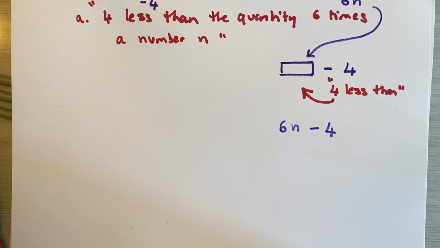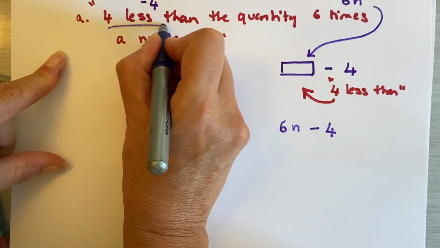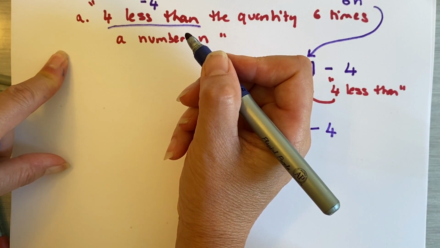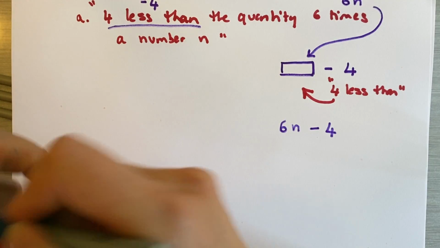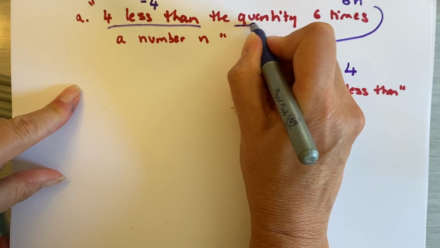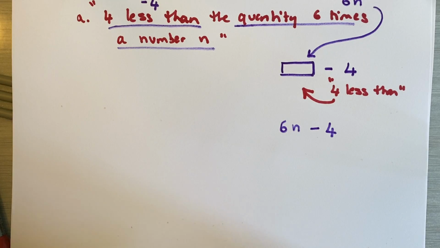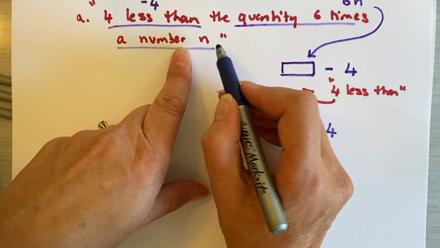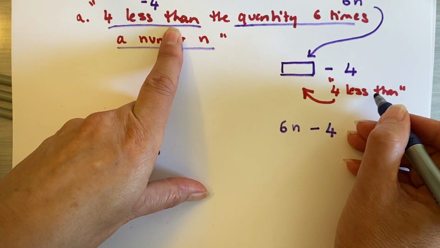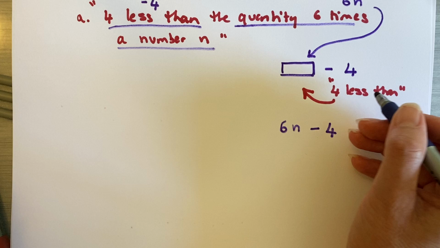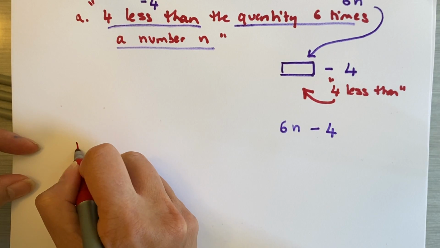How do you do this? You separate it. 4 less than. That's its own little part involving subtraction. The quantity 6 times a number n. That is the second part. And that's all together. So you've got 2 pieces. You've got the quantity 6 times a number n, which is 6n. And you've got 4 less than, which is your second part. Let me do another one with you. And this just takes a little practice.